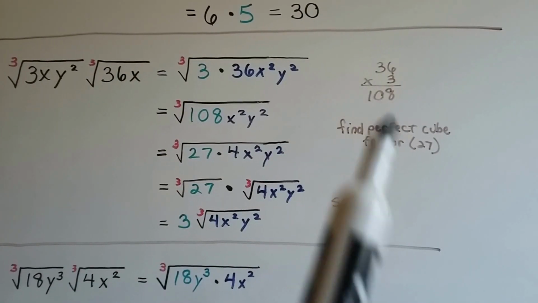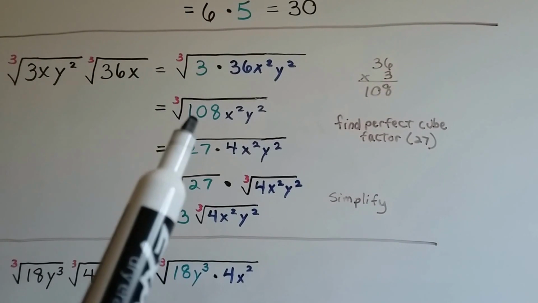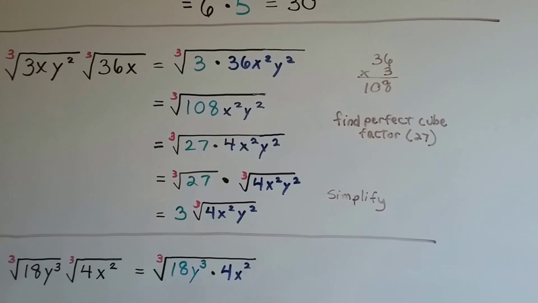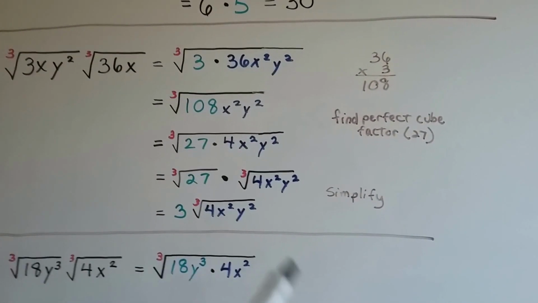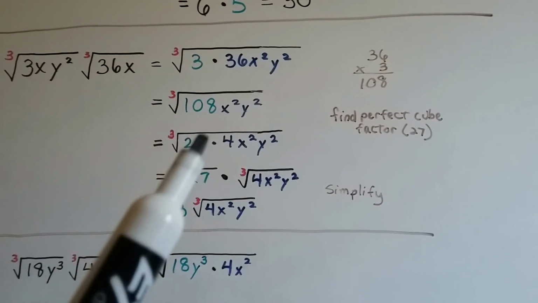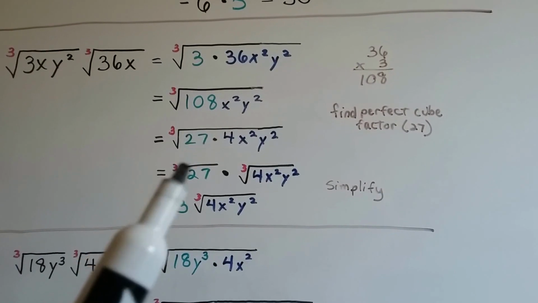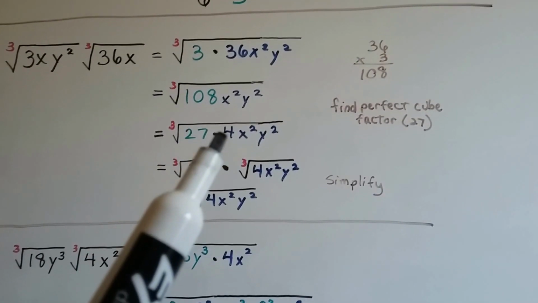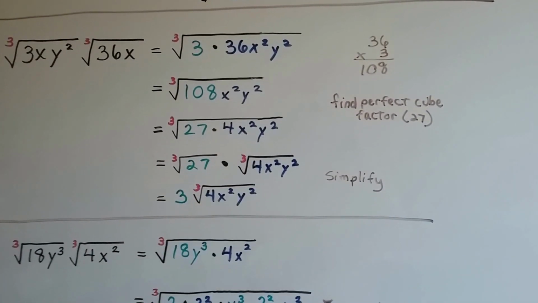3 times 36 is 108. So we've got the cube root of 108 x squared y squared. We find a perfect cubed factor. That's 27. 27 times 4 is 108. So we've got 27 times 4 x squared y squared.